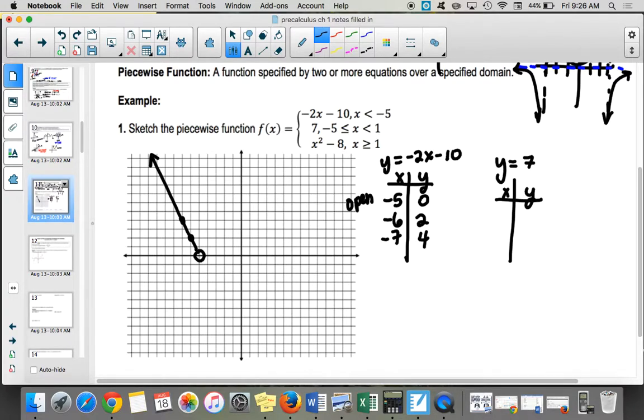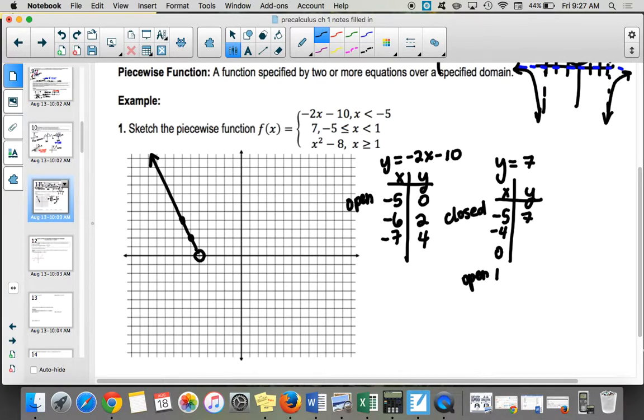And that's between negative 5 and 1. So we could plug in negative 5, negative 4, and so on, all the way to 1. But let's think about the endpoints. One of them's filled in and one of them's open. Which one's filled in and which one's open? Yeah, so we're going to say closed. And then 1, we don't include it. It's not in the domain, right? Because it says x goes all the way up until 1, but it doesn't include 1. So that one's going to be open.